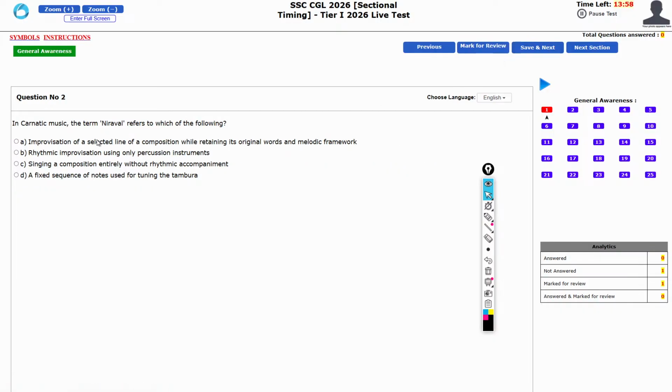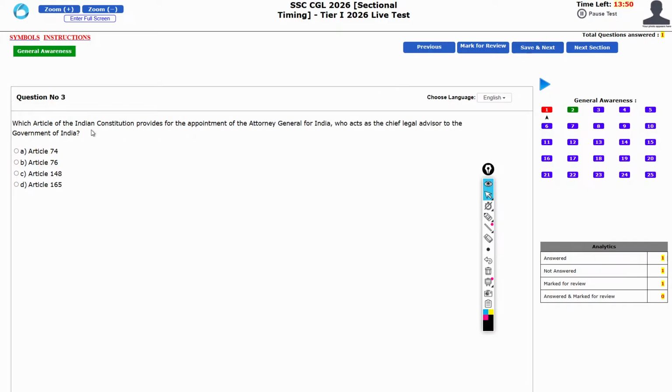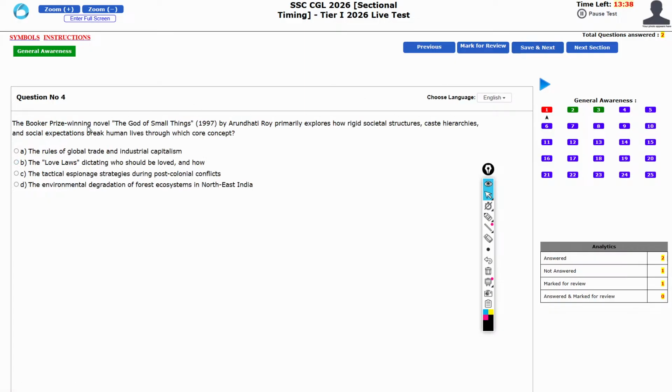In Carnatic term, Niraval, this is Lombardy, so I'll just go with it. I have no idea. So Attorney General is 7-6. Article number 7-6. Booker's Prize novel, The God of Small Things, Arundhati Roy. So this is how much I know.